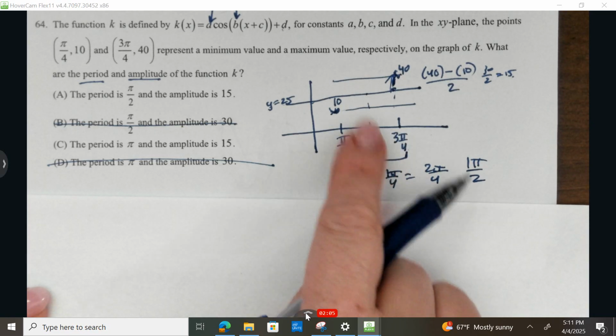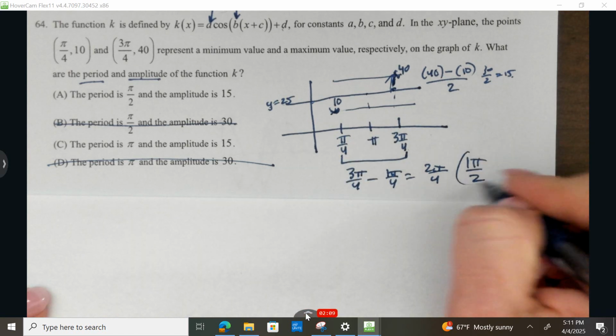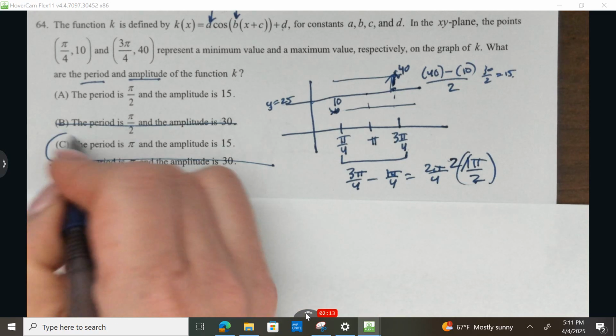Now that's half of a cycle. So if I double that, from the minimum to a maximum, this is half of one cycle. If I double this, I'll have an entire cycle. So doubling this would give me simply pi. Correct answer is C.